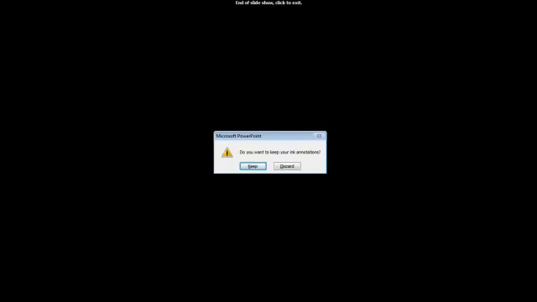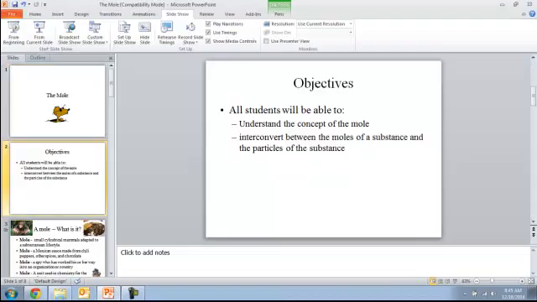All right, so let's go back to our objectives here real quickly to the beginning of our slide. Our objectives today were to understand the concept of the mole. So hopefully you understand that the mole is something that we use in chemistry. It's really just a conversion like we use with dozens or a pair of something. It's a way to convert between a very large number to a smaller number, and etc.